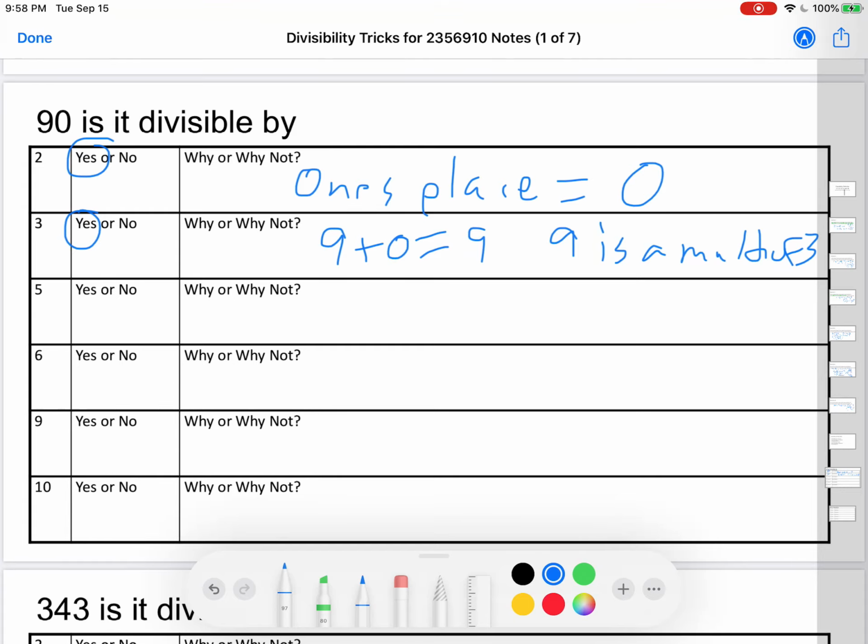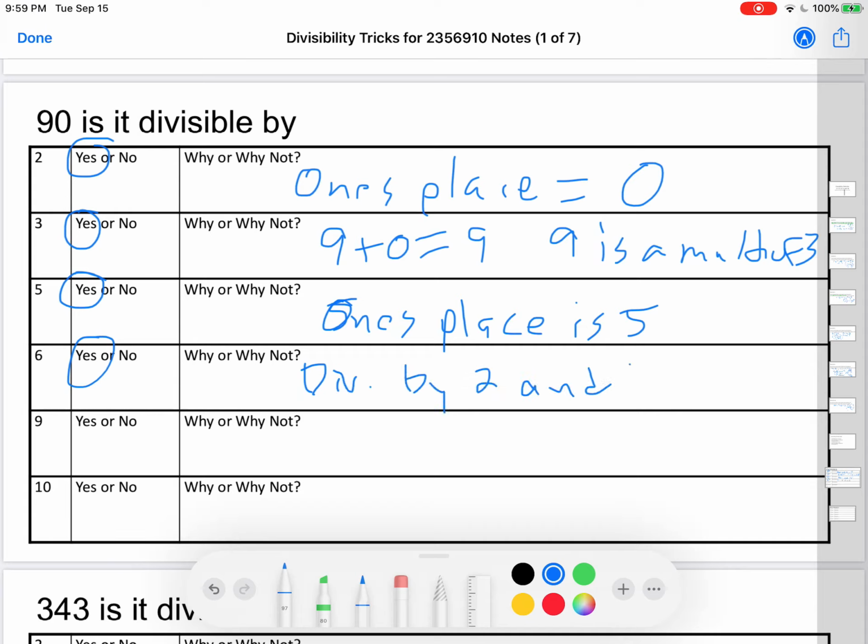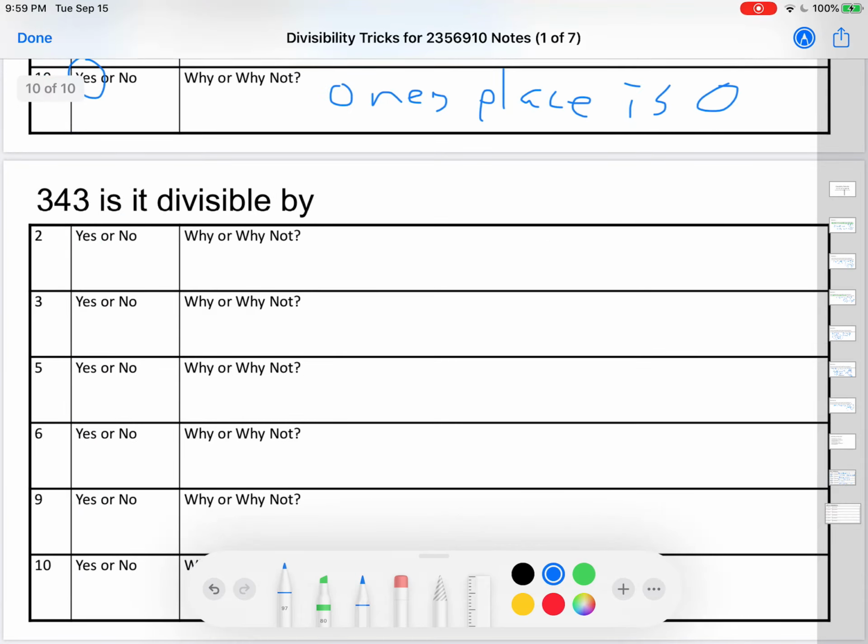5. Does it end in 0 or 5? Yes, and how do you know? Because the ones place is 5. 6, is it divisible by 2 and 3? Yes. So you say it is divisible by 2 and 3. 9, add the digits together. 9 plus 0 is 9. 9 is a multiple of 9. So you say yes, and you say 9 plus 0 equals 9. 10, is the ones place 0? Yes. So why is it? Because the ones place is 0.